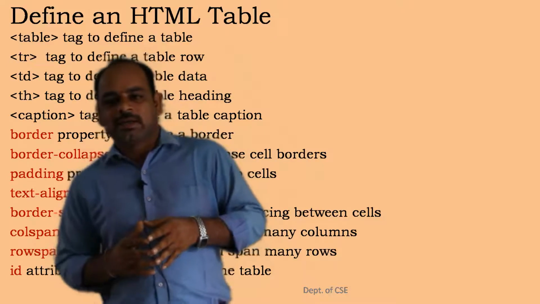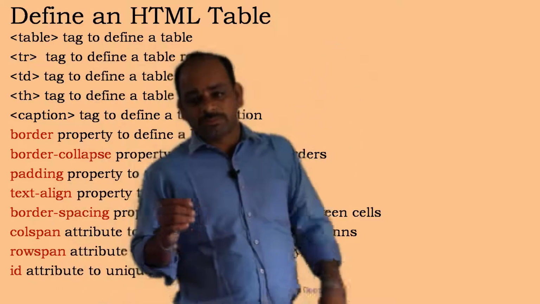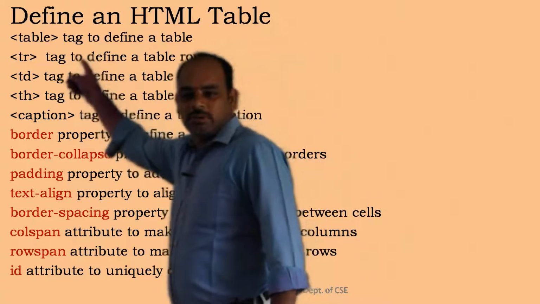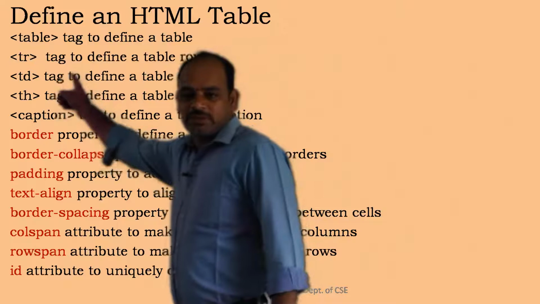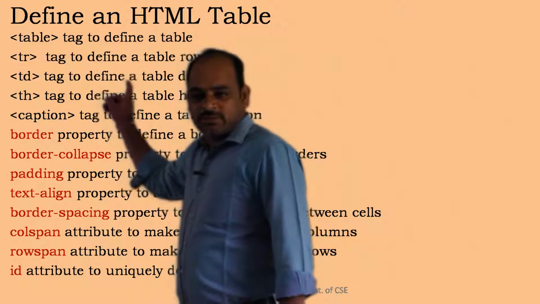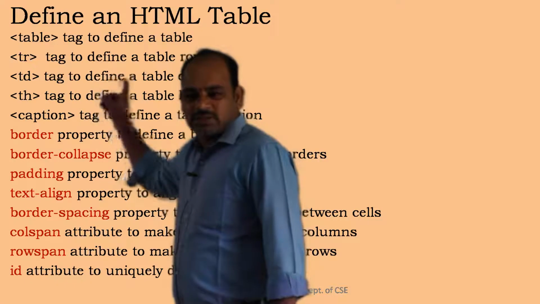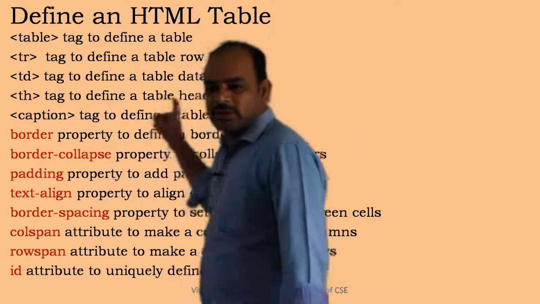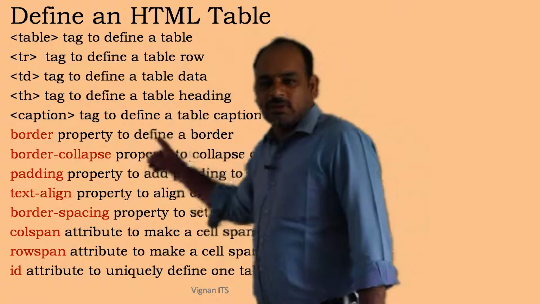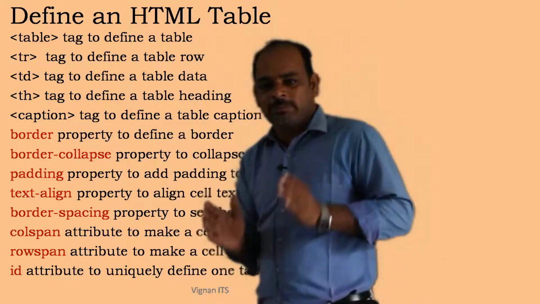Those are tr, which defines a table row. For creation of the table row, you can see here this is tr. And td defines table data, that is, for storing the data into a column. Basically, for creation of the column. Th defines a table header, which is nothing but the column heading. And the caption tag defines the table caption, that is, giving the table name.